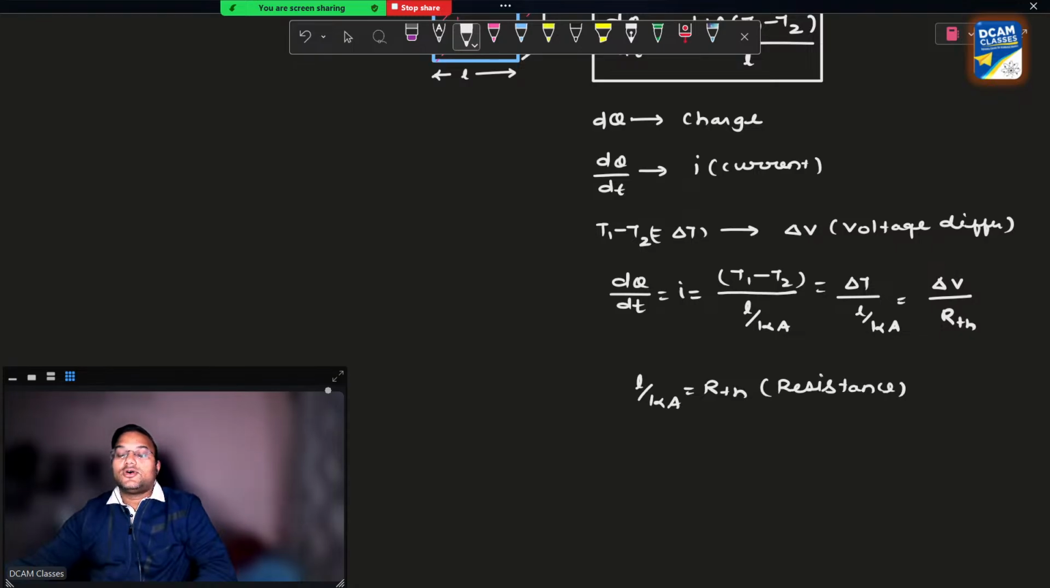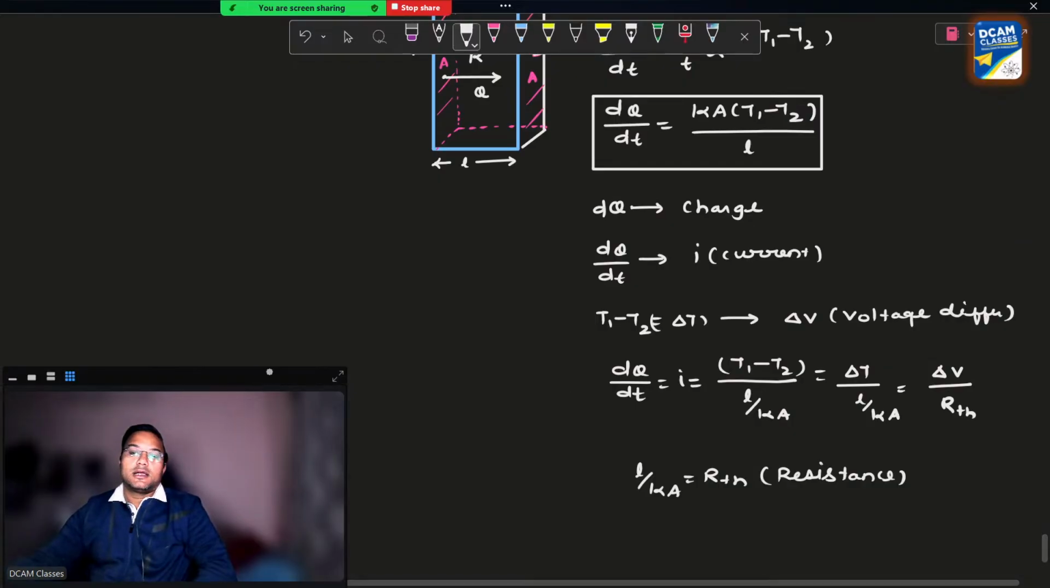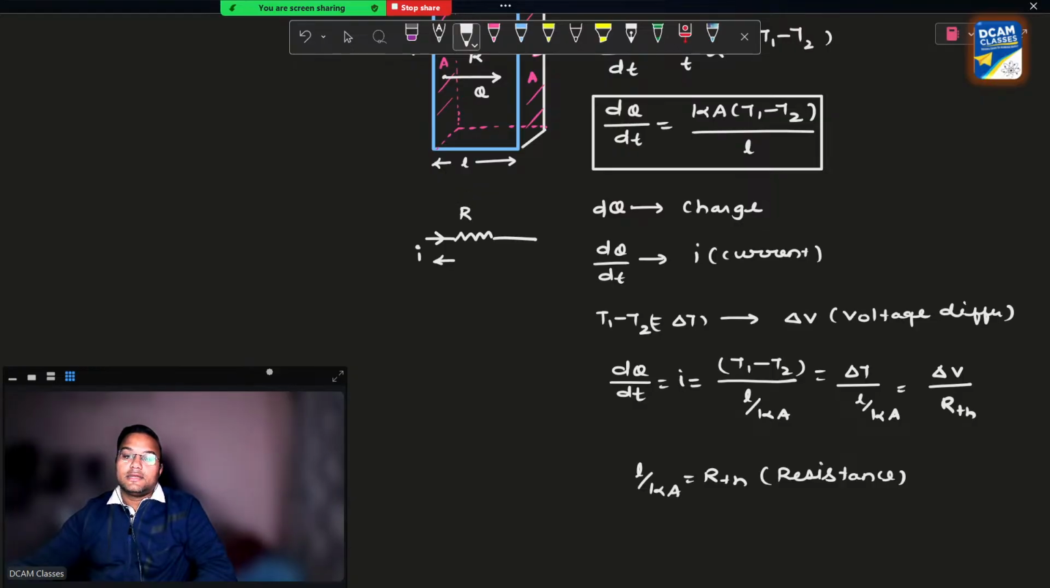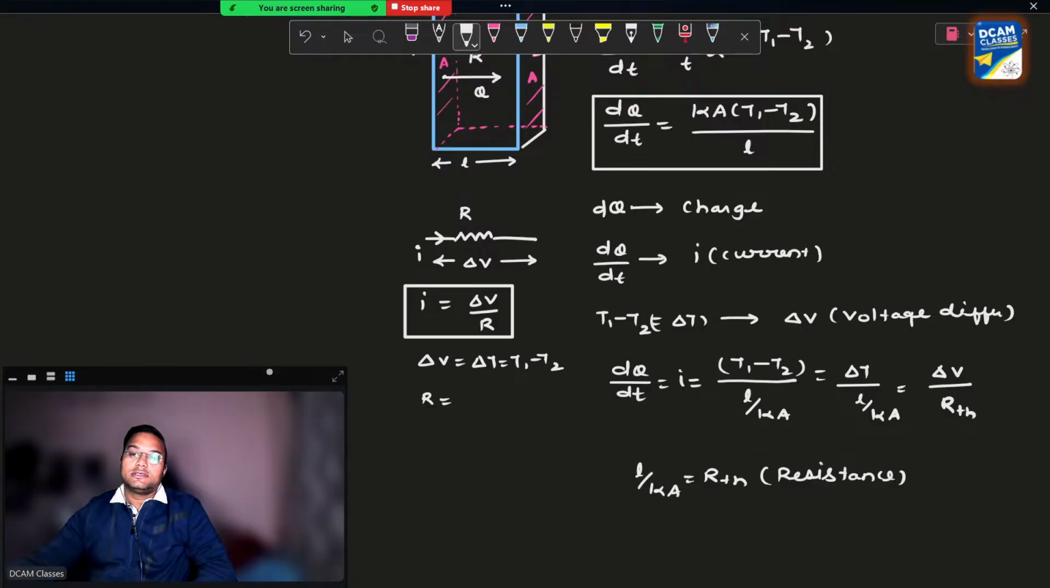So we can actually solve these problems considering them as current electricity. This is I, this is R, the voltage difference is delta V. I is equal to delta V by R, where delta V is delta T, T1 minus T2. R is L by KA. I is dQ by dt. Understood this one? This is very important.